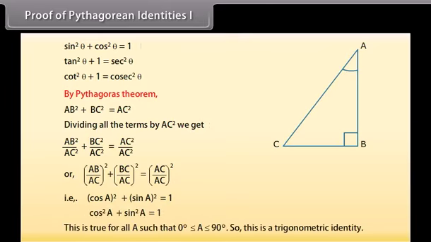This is true for all A such that 0 degree is smaller than or equal to A, which is smaller than or equal to 90 degree. So this is a trigonometric identity.